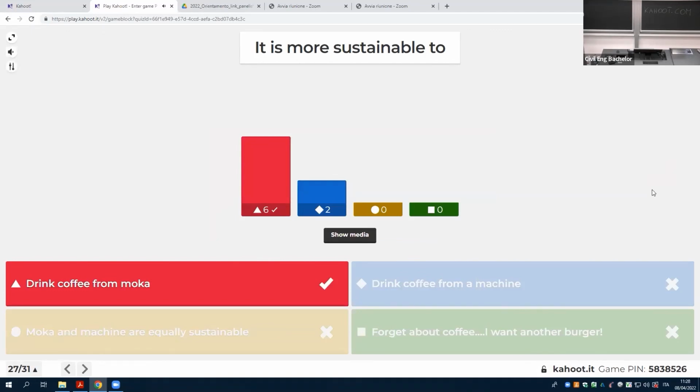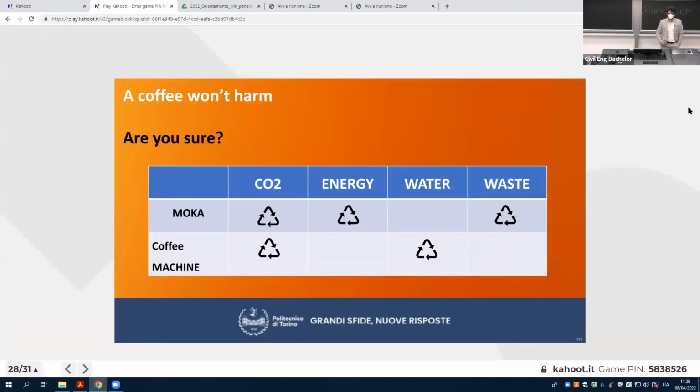Drink coffee from the mocha. This is correct, but let me tell you, not by an enormous amount. When you do analysis from a sustainable point of view, and many coffee companies did this job, the coffee from the mocha is better for emissions of CO2 and for energy consumption. These days, you know how important energy supplies are. From a water consumption point of view, for example, the machine is better. But for the waste, clearly, with all the capsules that the machine uses, using a mocha is much better.